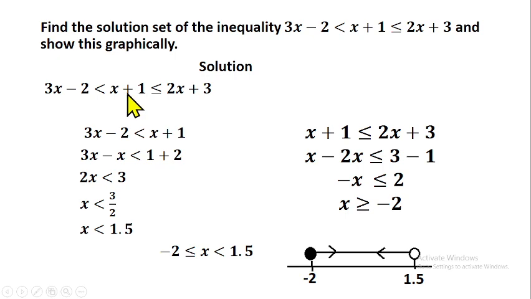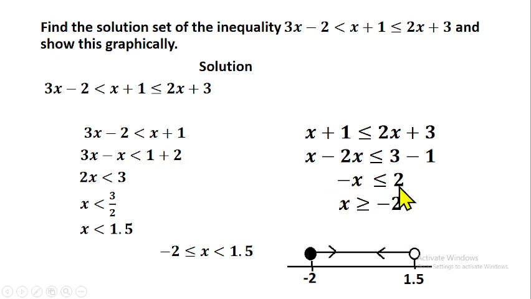For the second statement, which is s plus 1 less than or equal to 2s plus 3, we have this. Then you can collect like terms as well. We have s minus 2s less than or equal to 3 minus 1. Then s minus 2s will give us minus s less than or equal to 3 minus 1, which is 2. Then you can see this now. You can divide both sides by what? Minus 1.